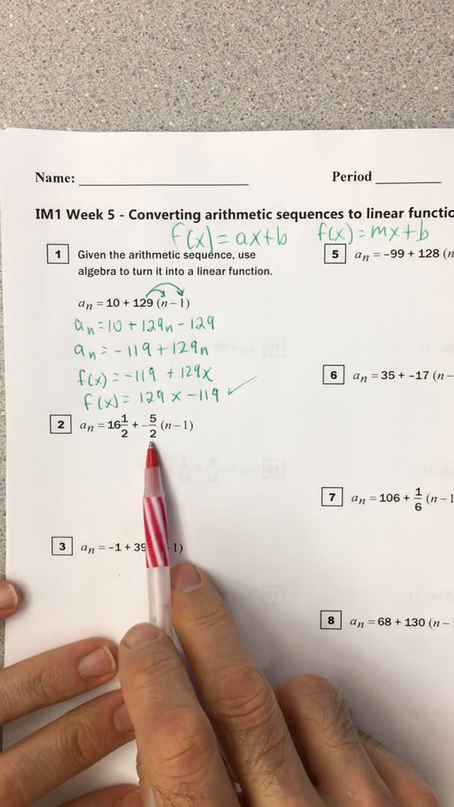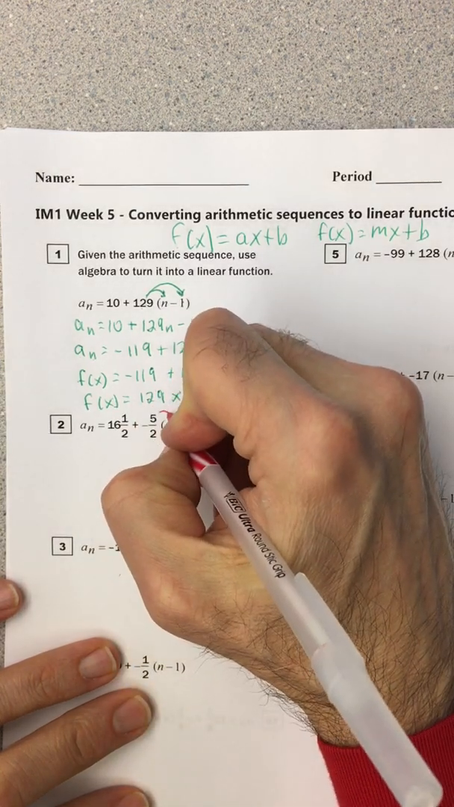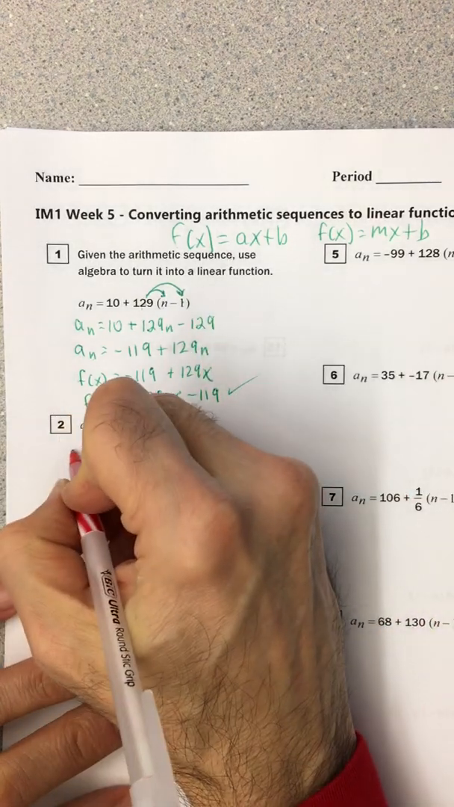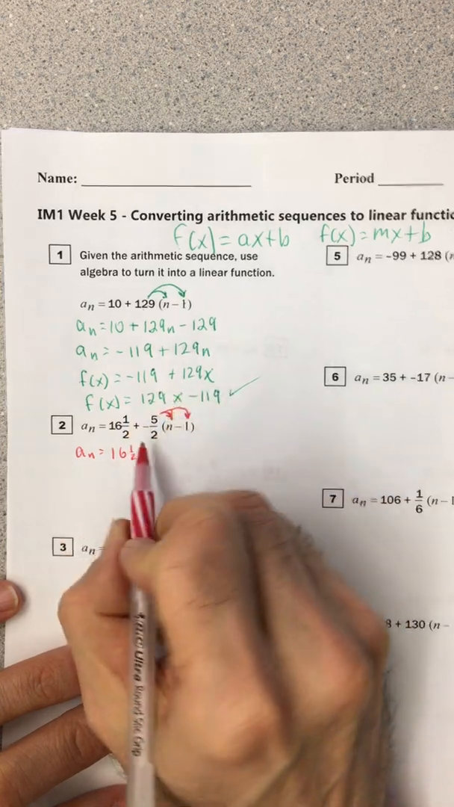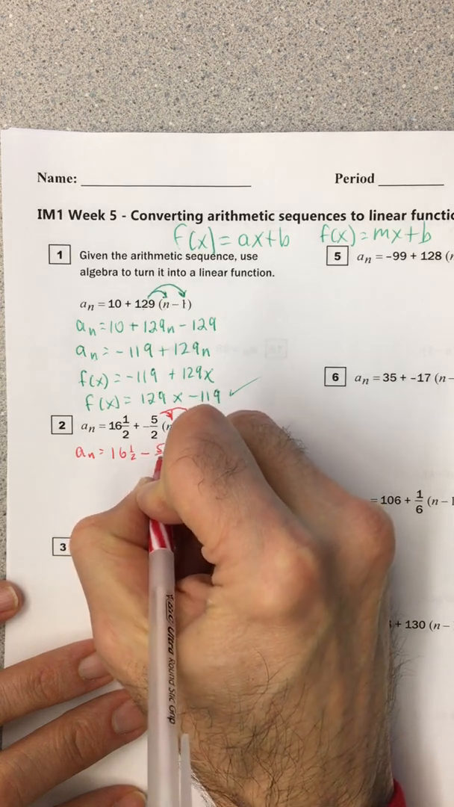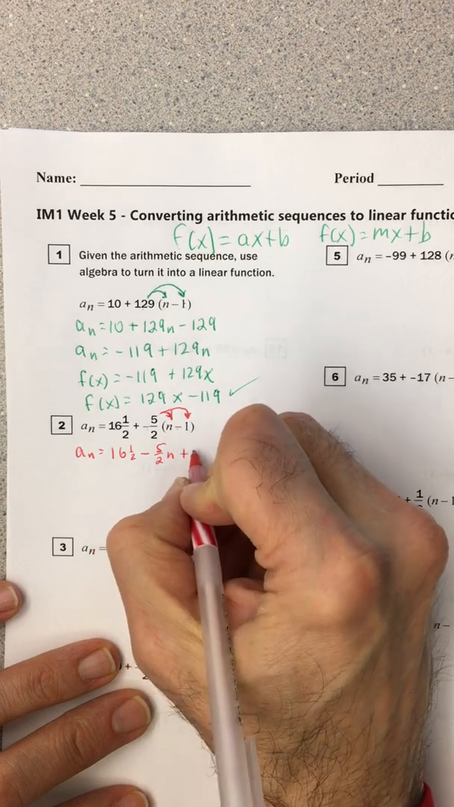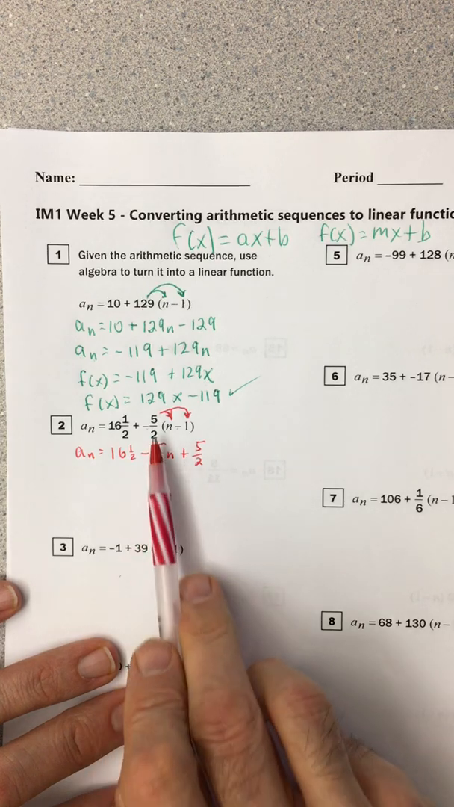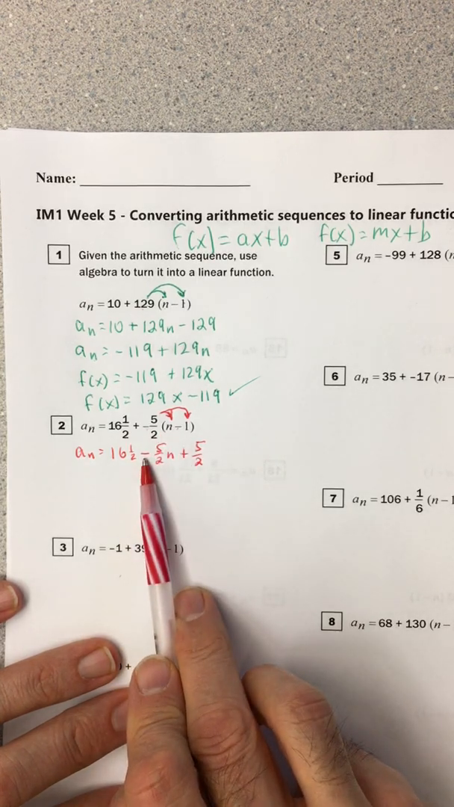Okay, for number 2, we're going to do pretty much the same process. I have to distribute the negative 5 halves. So I have an equals 16 and a half. That's a negative, so I'm going to say minus 5 halves n. Negative times a negative is a positive, so I'm going to say plus 5 halves. That negative and that negative made that into a positive. This negative and this positive is still negative.